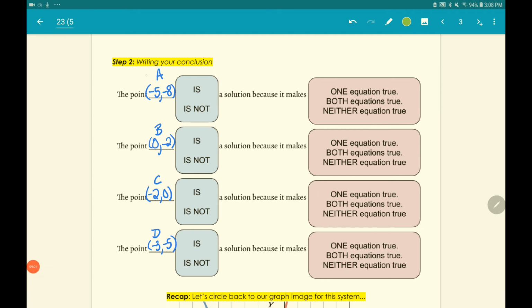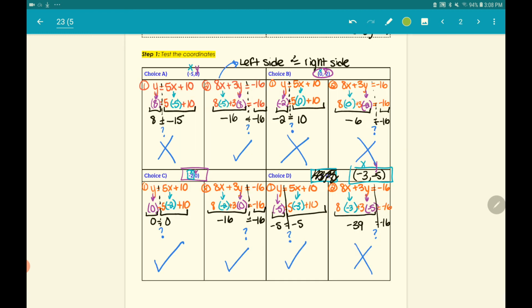Alrighty. So the point -5, 8. So let's analyze what we did for this first choice. So I'm going to highlight this in green. So this is the only thing I'm looking at. Is this a solution? How do we know?